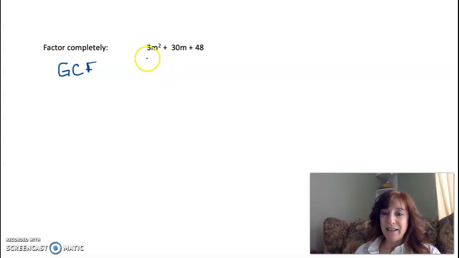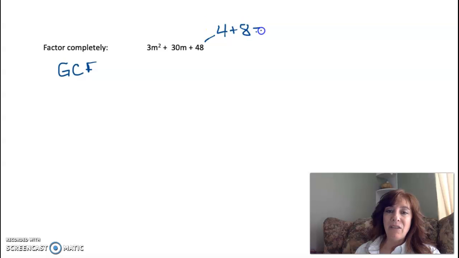Well, 3 is divisible by 3. 30 is definitely divisible by 3. Is 48 divisible by 3? Well, the way you know is you add the digits, and if 12 is divisible by 3, then the whole number 48 is. And yes, 12 is divisible by 3, so 48 is divisible by 3. That means that I can divide a 3 out of that whole trinomial.